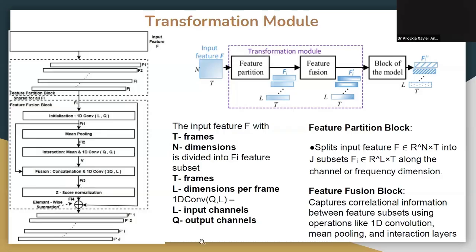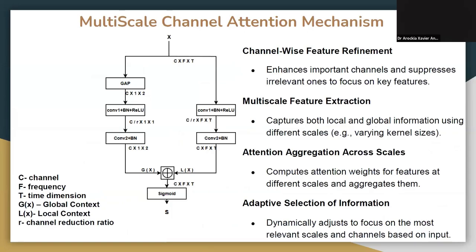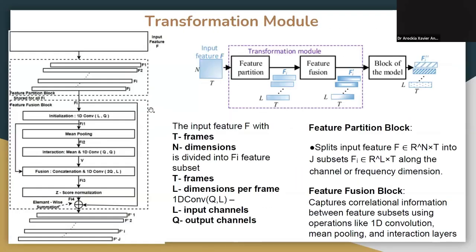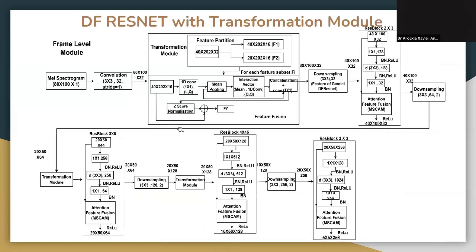So the feature fusion block captures correlational information between feature subsets using operations like 1D convolution, mean pooling, and interaction layers. So this again gives you the information about channel-wise feature refinement on the attention mechanisms. So the transformation model is now captured, and the next block that we can see is the attention mechanism for our work.